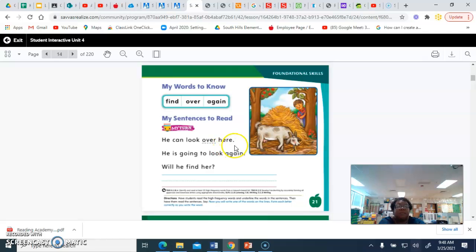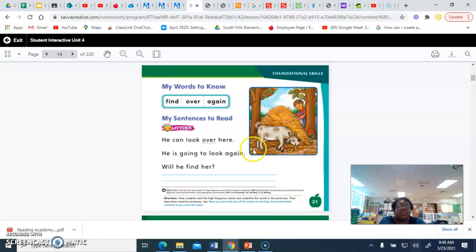And if you notice, it has a period, so that means you stop or you're finished with the sentence. And they did a line under over. They drew an underline. They underlined the word over. Okay, our next sentence. He is going to look again.